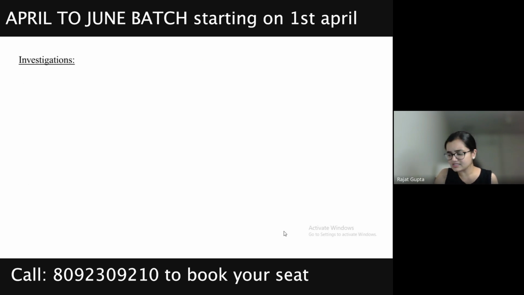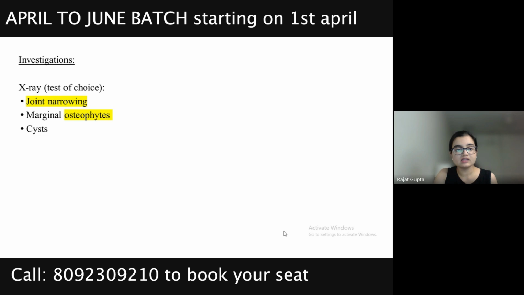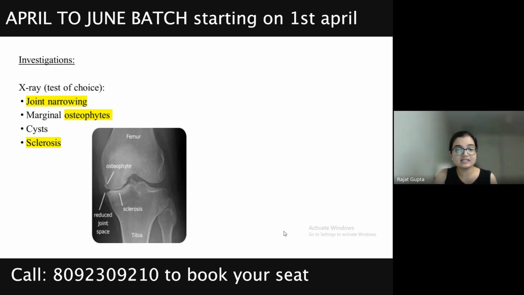Now, what investigations will you do? Some of the basic ones will be an X-ray, which is the test of choice. Now, what will the X-ray show you? X-ray will show you some joint space narrowing. As you can see in this image, there's narrowing of the joint space. It's written as reduced joint space. Then there is sclerosis, the white line there, that's sclerosis. And then there's formation of new bone there, that's just the osteophyte.